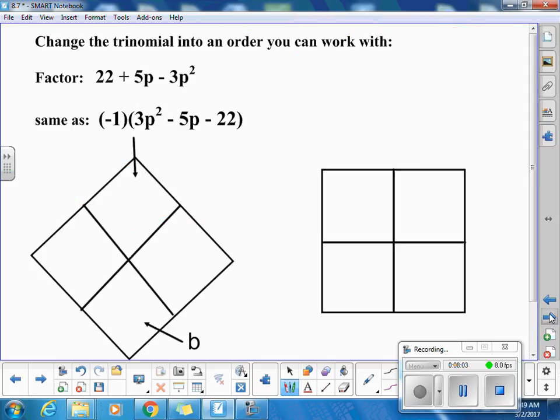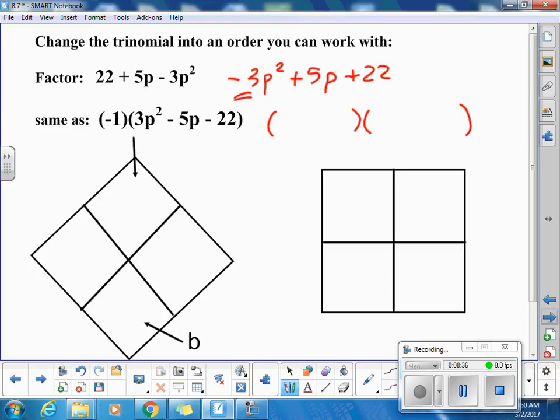So here's a trinomial written in an order that we're not used to, not standard form. So we can just rewrite it. The first step, I would have negative 3p squared plus 5p plus 22. And we don't really like factoring things with a negative in front of them, but we can pull that out. It's the same as negative 1 times 3p squared minus 5p minus 22. So that's the thing that we can go with.